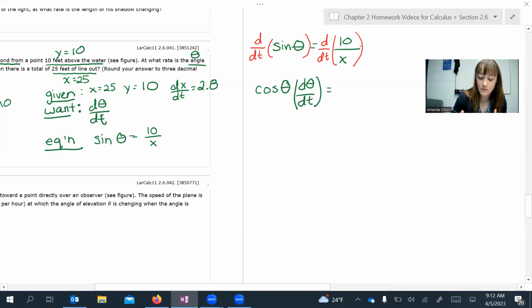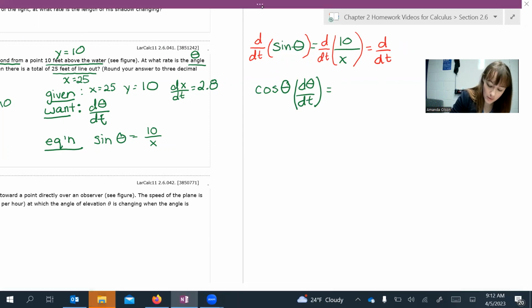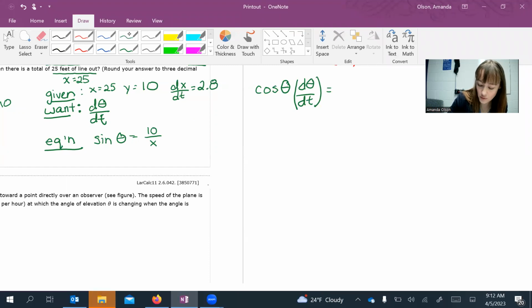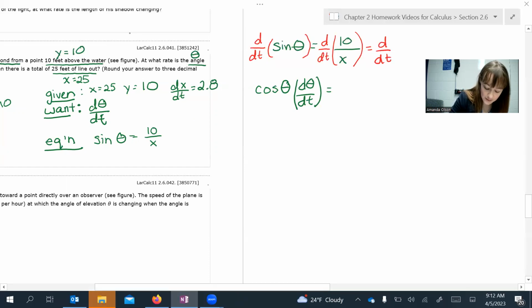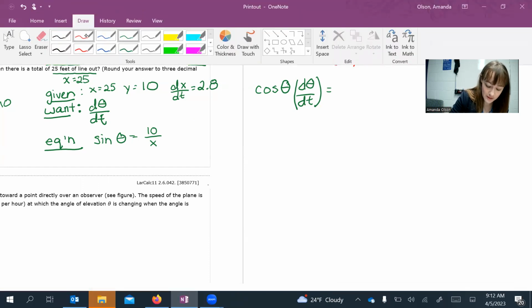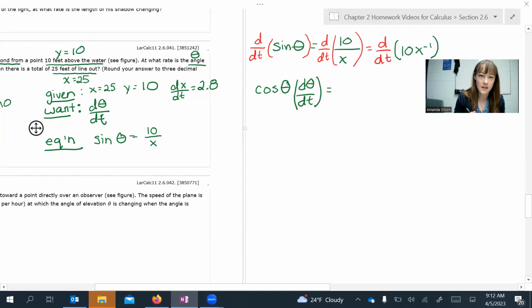From there, on the right-hand side, you might think we could use the quotient rule. If you didn't want to use the quotient rule, you might recognize that this right-hand side is actually equivalent to 10x to the -1, and then you can just use your power rule. A lot of times, we don't want to use the quotient rule if we don't have to, and since we can write it easily as an exponential, I would prefer to write it as 10 times x to the -1. If you use the quotient rule, you'll get the same result because the derivative of 10 with respect to t is going to be 0. But using that power rule, then on my right-hand side, I get a negative.